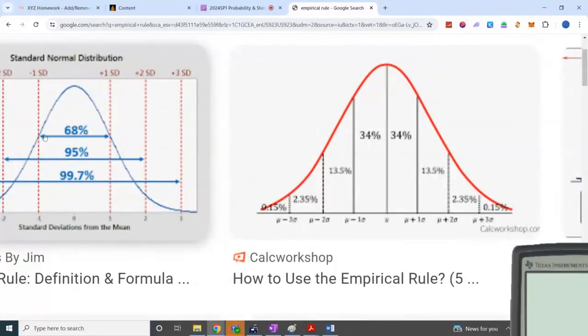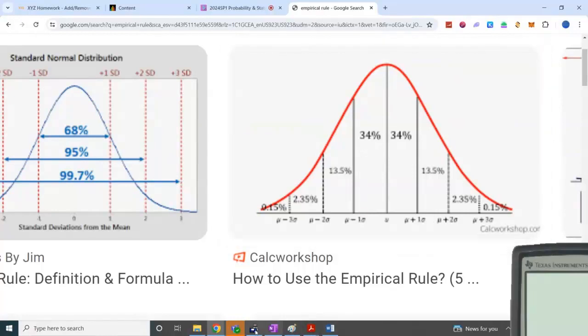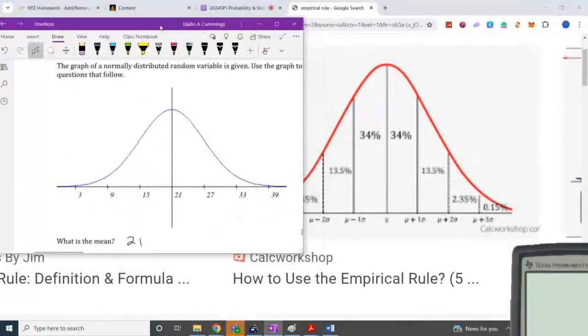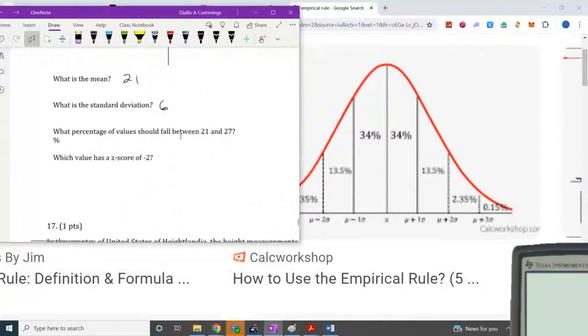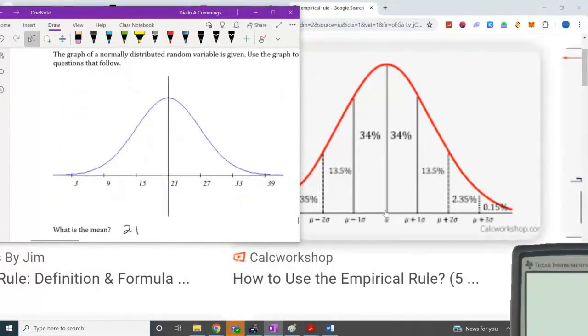So it says that 68% of the data is within 1 standard deviation. If you look at this second example, 34 plus 34 is the 68%, right? If we line that up with ours, and we want to know the percentage of values between 21 and 27, well, this is 21, and then this would be 27. So it would be 34%.